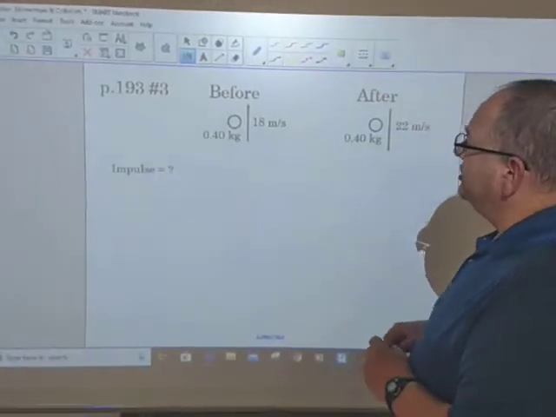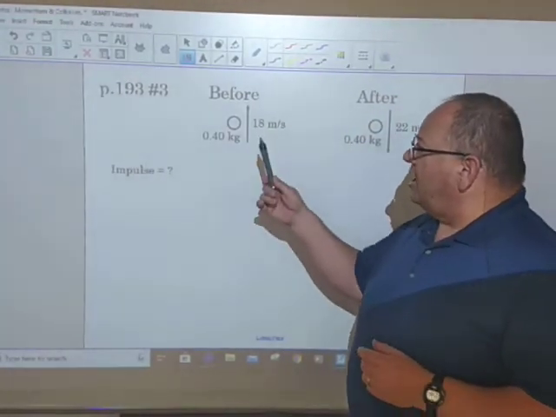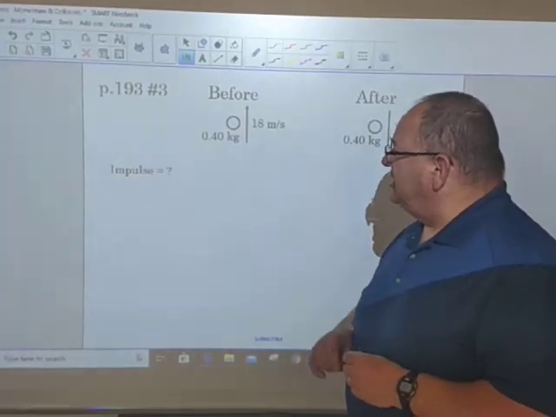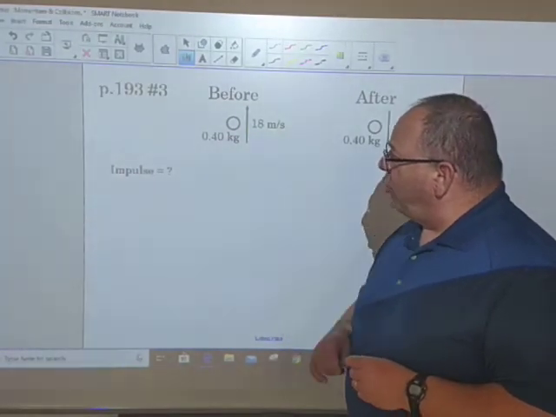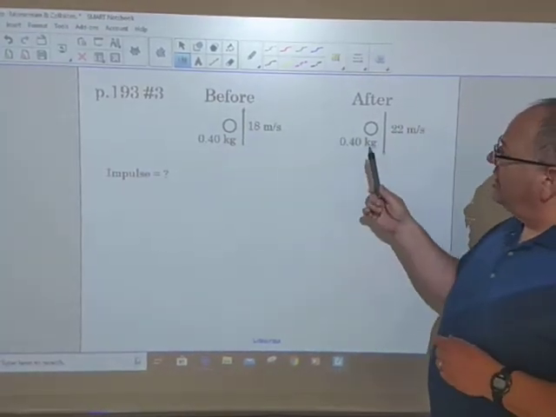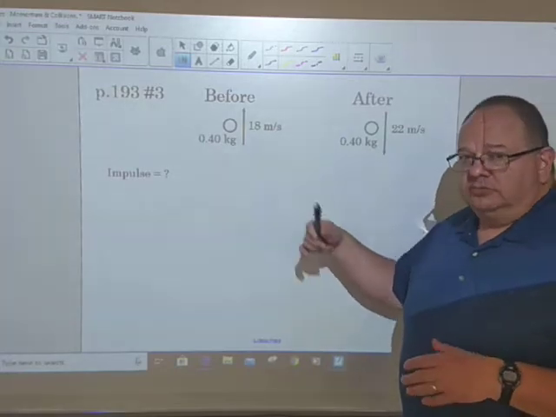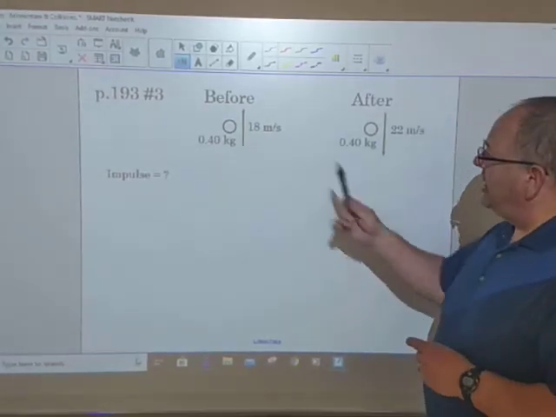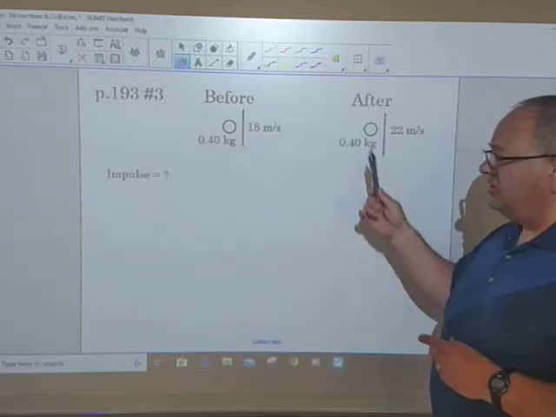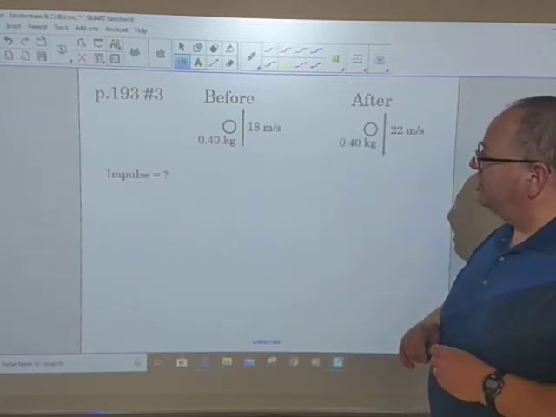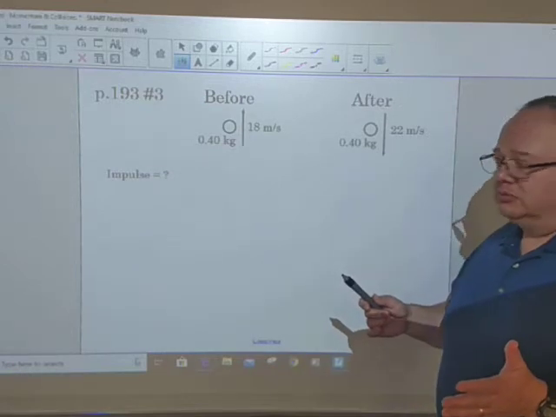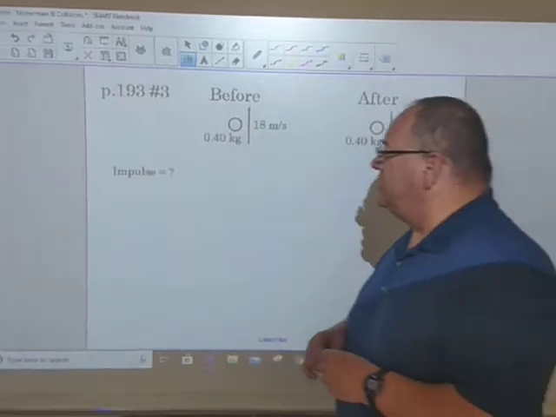Okay? So in problem number 3, a soccer ball is going north at 18 meters per second. It's a 0.40 kilogram ball. A player kicks the ball, and now the ball is going south at 22 meters per second. Still the same ball, so still 0.40. And we're looking for what is the impulse. The question says, what is the impulse?